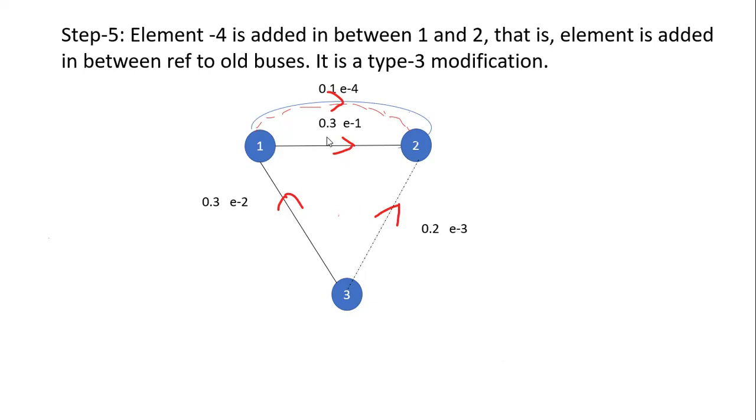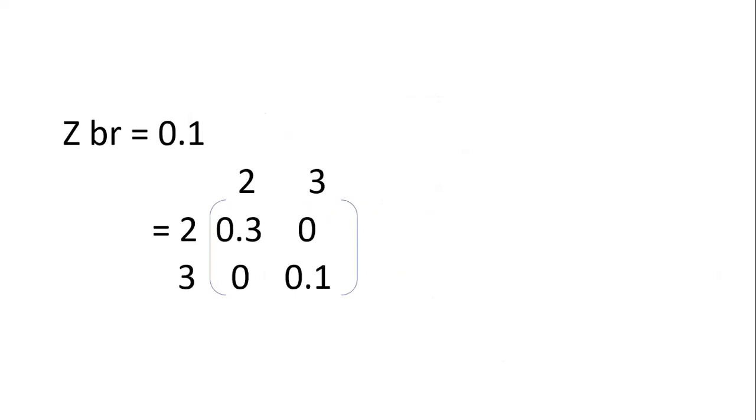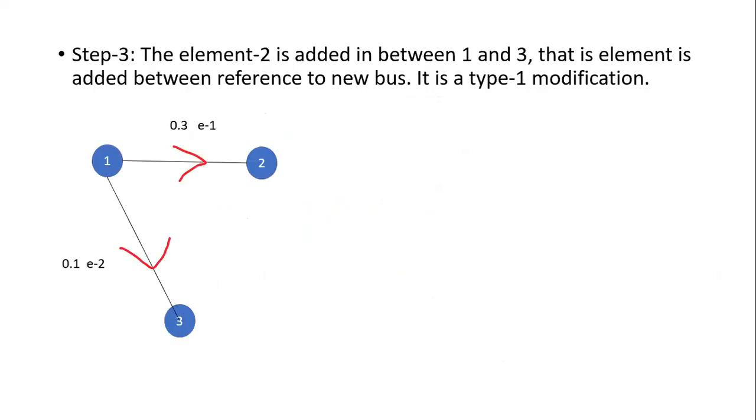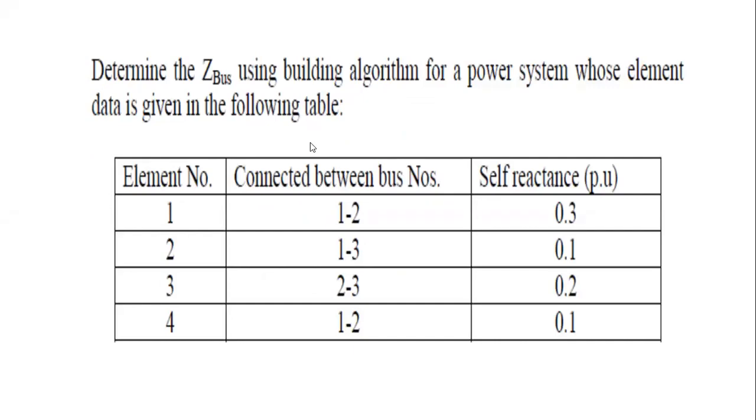After adding all the elements in the graph, we observe the diagram or the graph for the Z-bus building algorithm, and also the formation of the Z-bus matrix. These are the various steps to follow for the Z-bus building algorithm. It is a very important problem that will come in the external paper. It carries 14 marks.